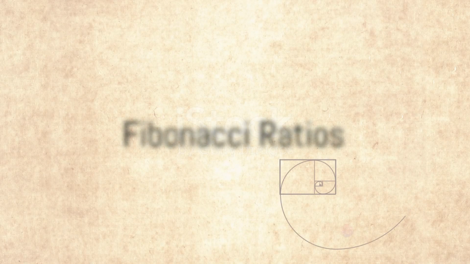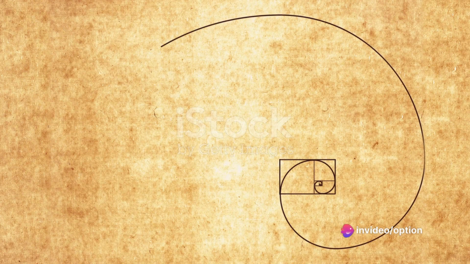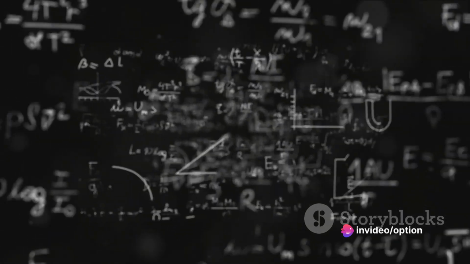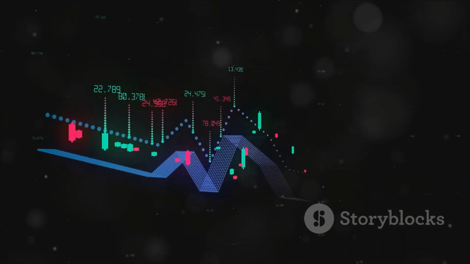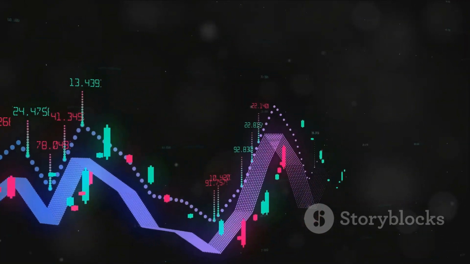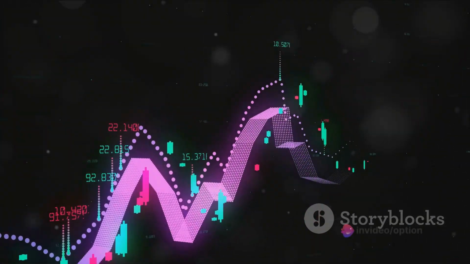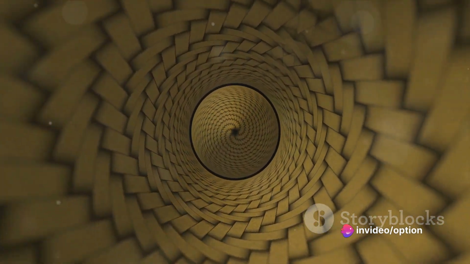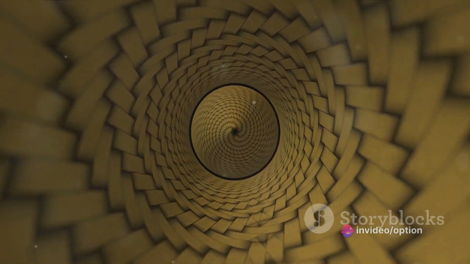Now, you might be wondering, what does this number sequence have to do with patterns in nature or design? The answer lies in the Fibonacci ratios, which emerge from this sequence. These ratios, such as 0.618 and 1.618, are surprisingly prevalent in various fields. From stock trading to art to nature, these ratios weave a pattern that's as beautiful as it is mysterious.